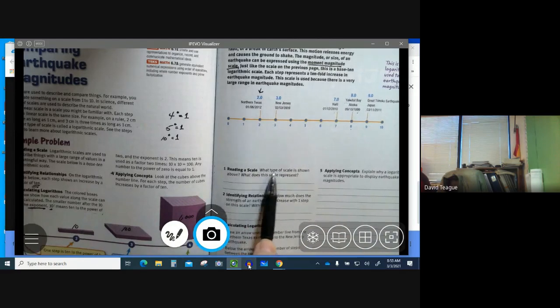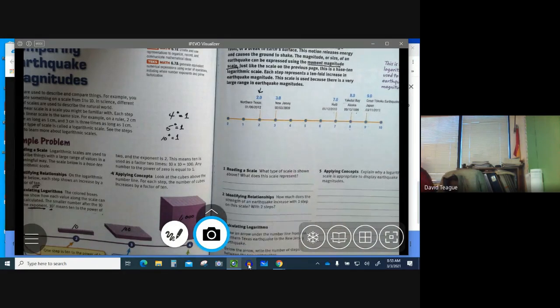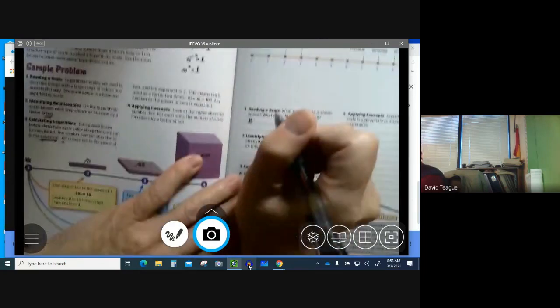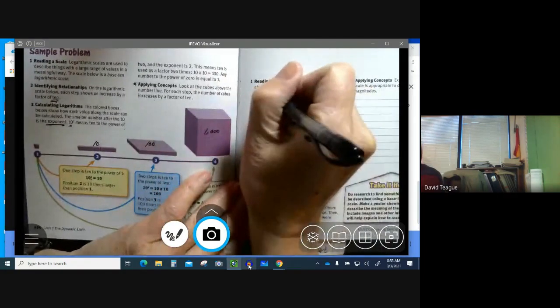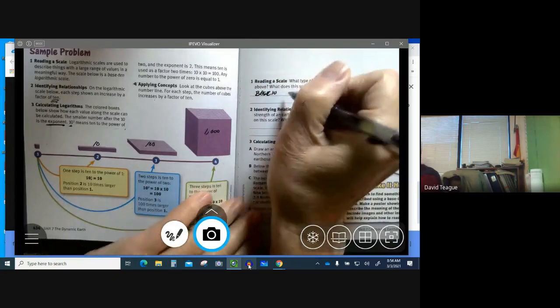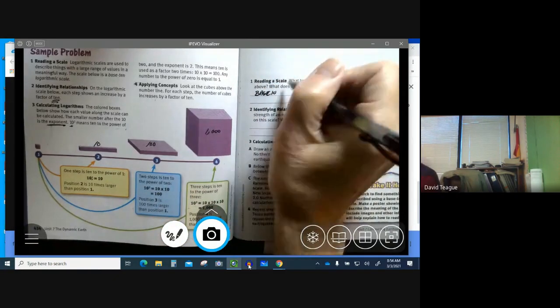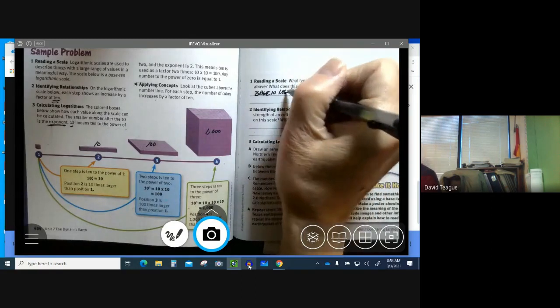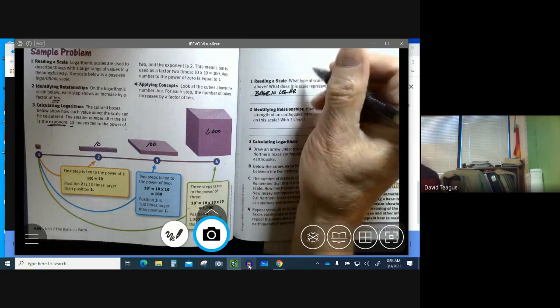So reading the scale, what type of scale is shown above, and what does the scale represent? So this is the logarithmic scale, right? And it's representing the different magnitudes of the earthquake. So this is a base 10 logarithmic scale. It's log and arithmetic added together.